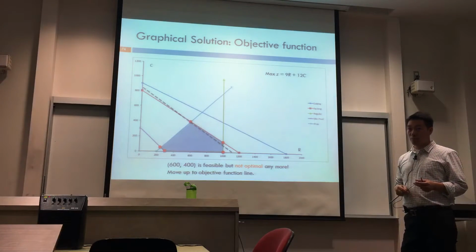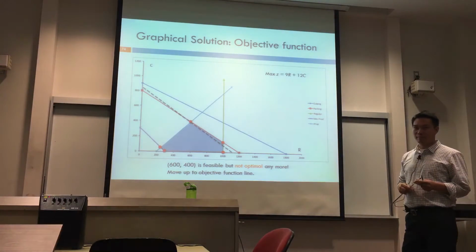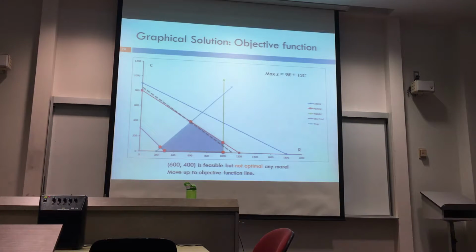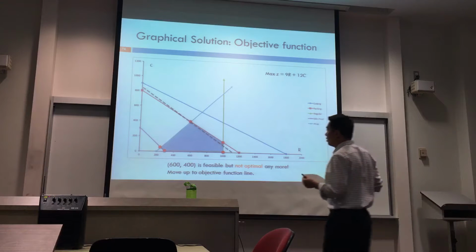So your hands, do you? Wallace? 500. So which point is the optimal? Or you can tell me the coordinates. C. C? Which one is C? The 600 point. Here? Yeah.